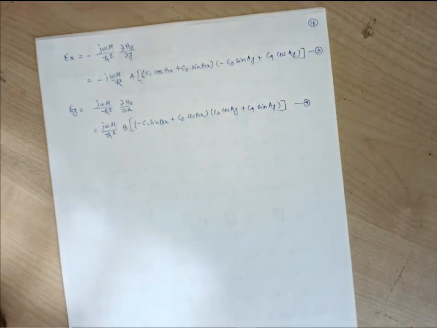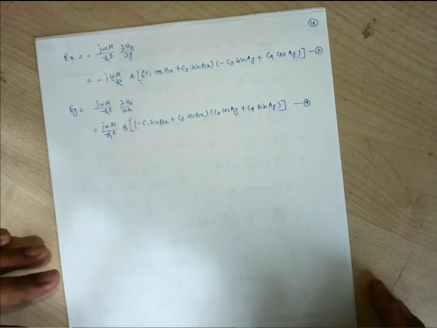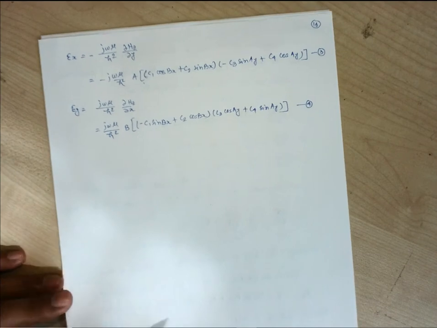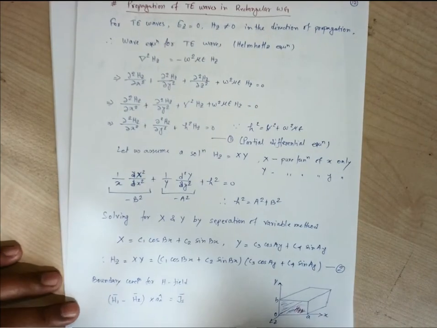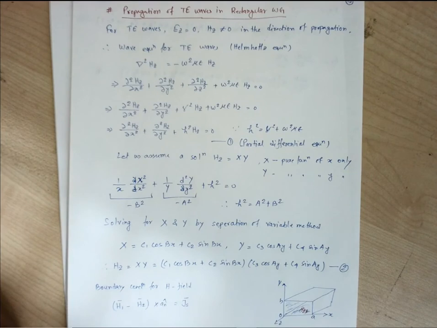Now we are going to find out, out of this Ex and Ey, on which walls these field components are 0. These are the boundary conditions we are going to apply based on this electric field component. Okay, so this Ex and Ey, in this direction it is Ex, right?